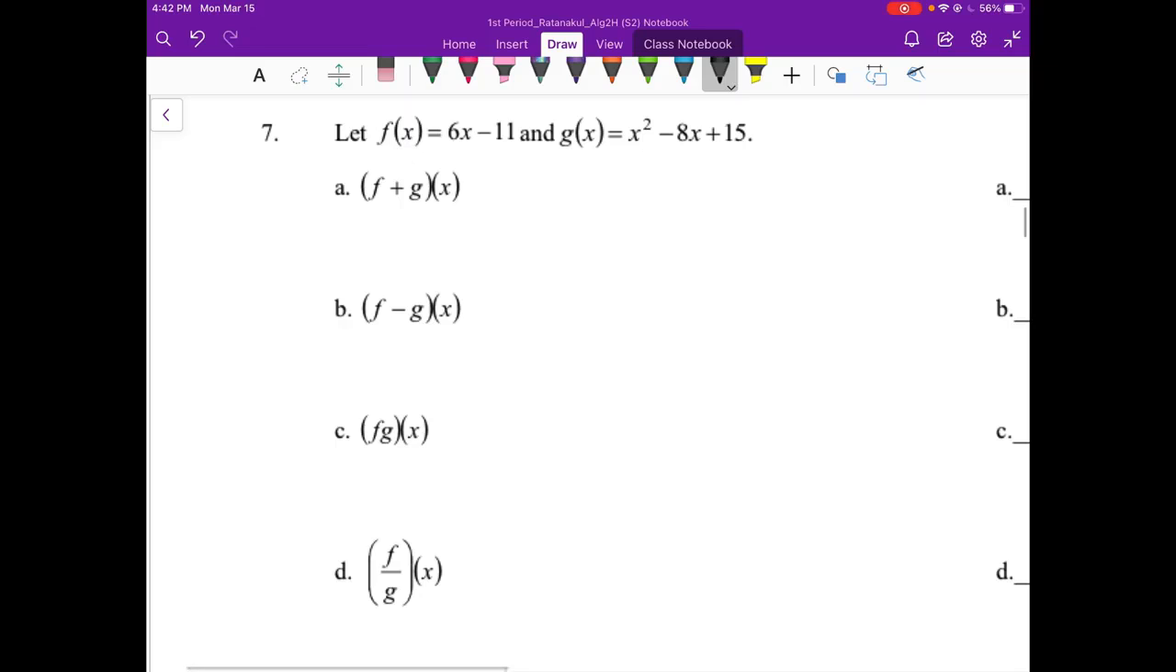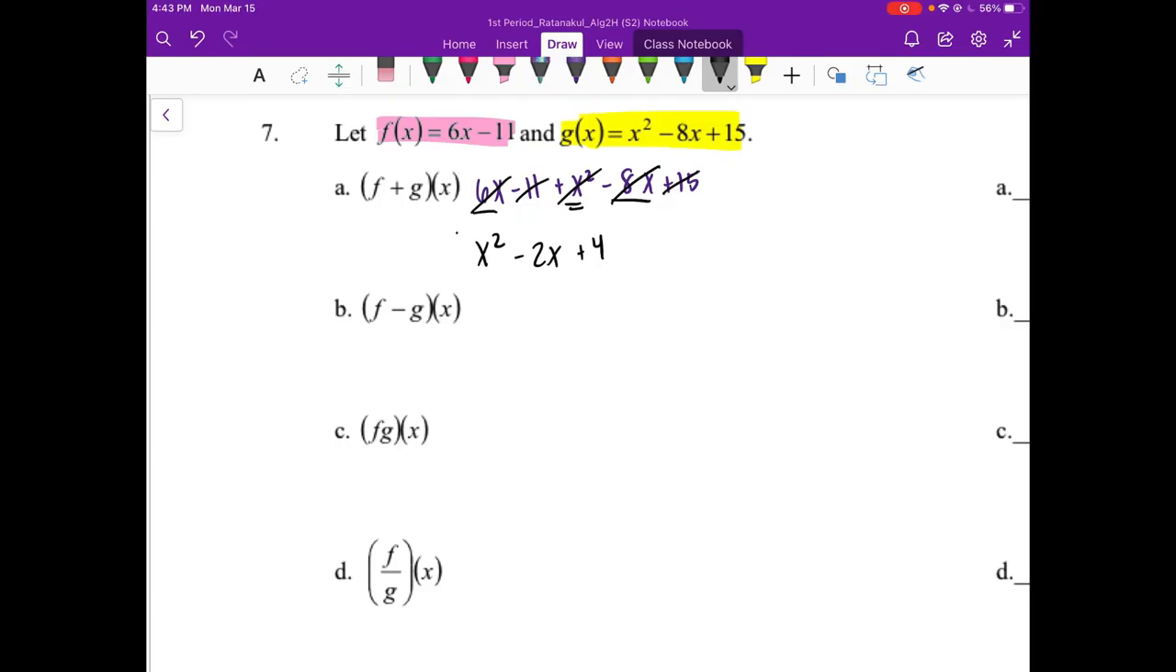Okay, number 7. This one's going to be a little bit different. Now we're looking at function operations. We're still dealing with 2 different functions though. We have f and g, so we're going to add, subtract, multiply, and divide these 2 functions together. So part A, we are adding, so I'm just going to combine my like terms. X squared minus 2x plus 4.